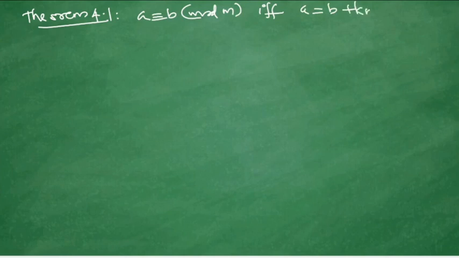Now we move to one theorem which gives an important relation between congruence and equality. a is congruent to b modulo m if and only if a is equal to b plus km for some integer k.